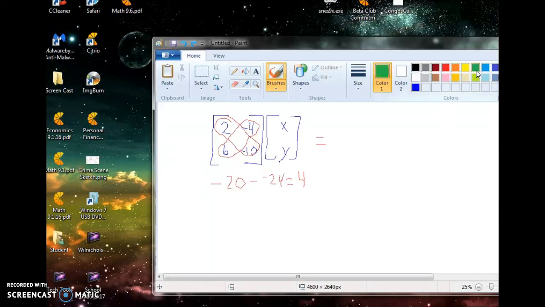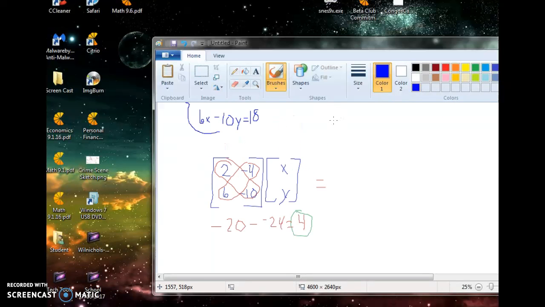Let me do a brighter color. This is our determinant number, so we're going to write the determinant, 1 over 4. That's where this comes from.